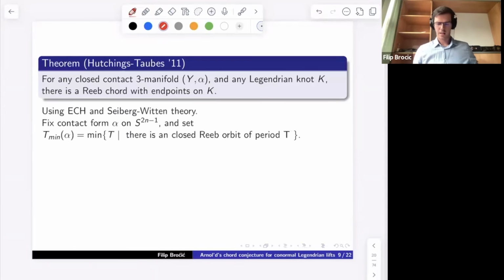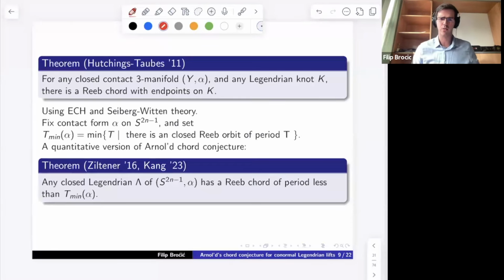And additionally, I would like to mention one quantitative result with respect to Arnold's question, which is essentially proving that there are genuine chords on Legendrians, meaning that they are not coming from the periodic orbit. So they have the period which is strictly less than the minimal period of a Reeb orbit of the given contact form. And these results are due to Zoominar and Cant.